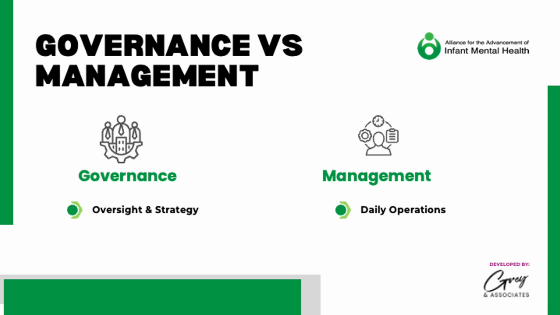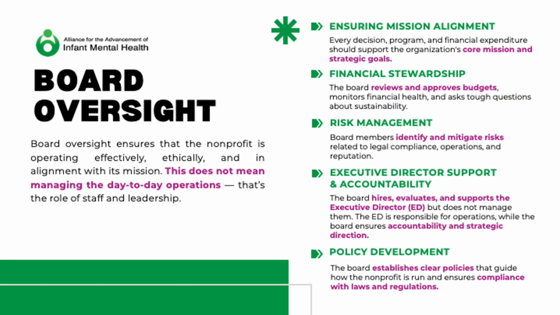Yeah. So let's talk a little bit about what that looks like. Board oversight is actually ensuring that the nonprofit is operating effectively, ethically. This does not mean that you all are running the day-to-day operations. That is the role of your executive director. You are ensuring mission alignment. So whatever you do, you want to make sure that every decision that you make for board oversight looks at financial expenditure and supports the organization's core mission and strategic goals.